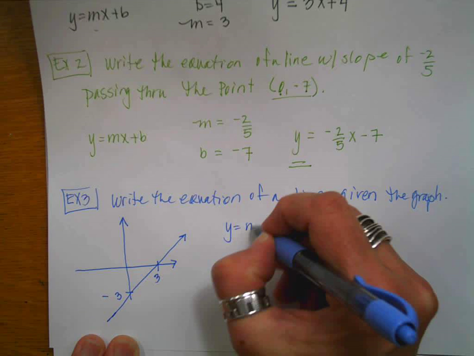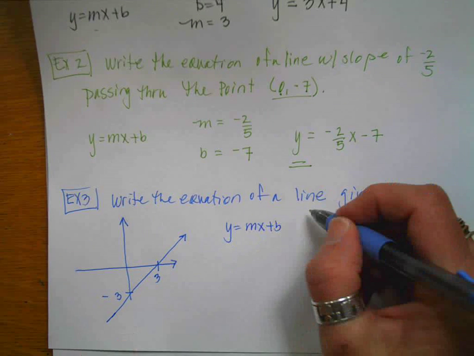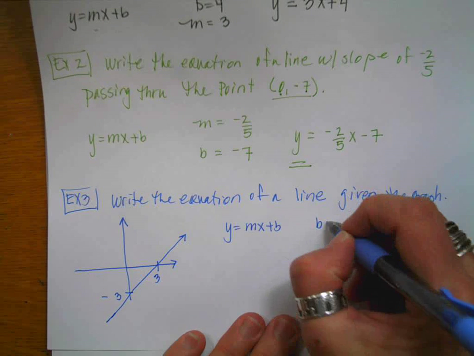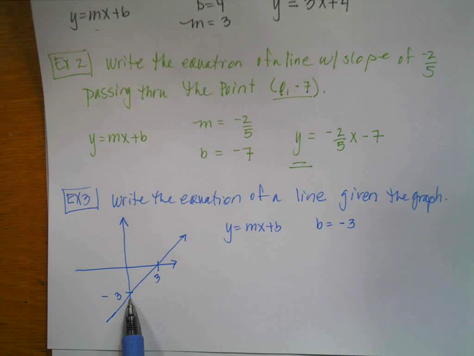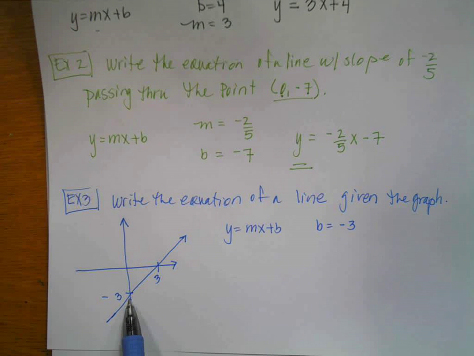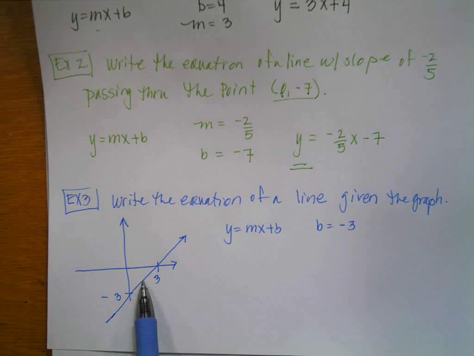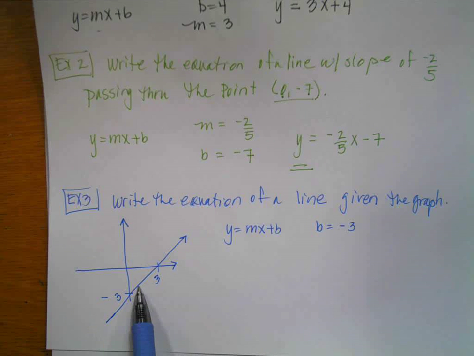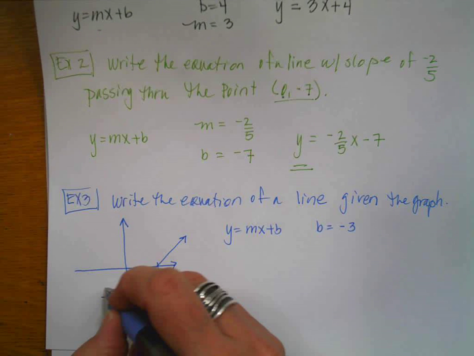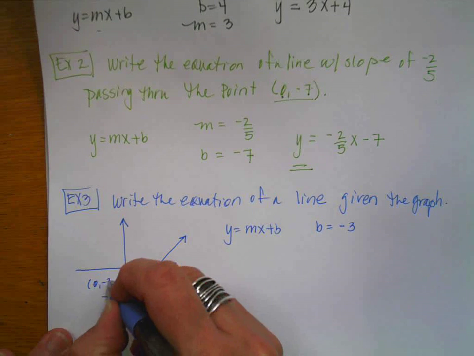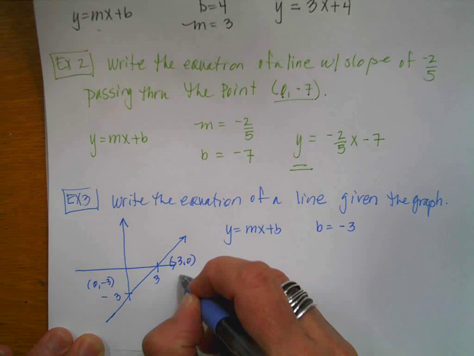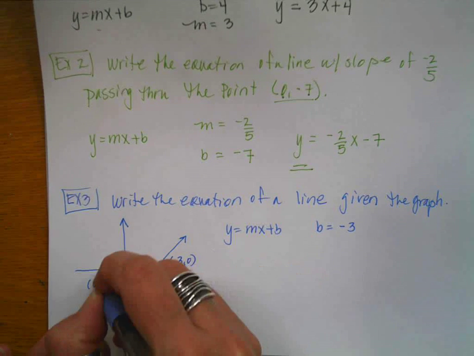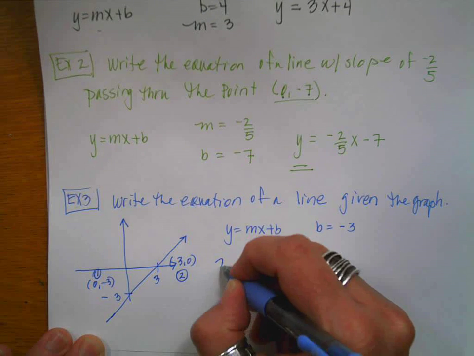So I know if I have y equals mx plus b, I know that the y-intercept is a negative 3. Now on the pictures and the worksheet that you're going to have, you can count spaces and determine the slope. We're actually going to do it from these 2 points. So remember, this point is 0, negative 3. This one is 3, 0. I'll call this one the 2's and this one the 1's.